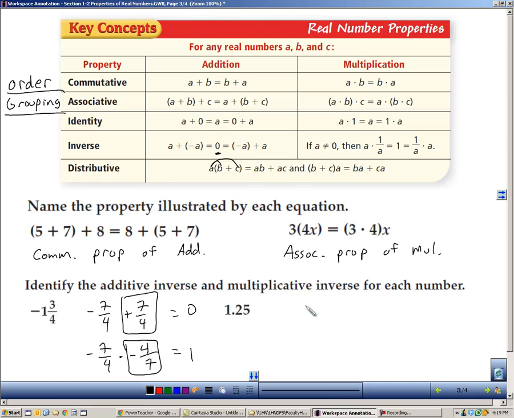Second example, 1.25. What can I add to 1.25 to get a 0? The answer is negative 1.25. So that gives me a 0. So that's my additive inverse. And then what can I multiply by 1.25? The answer would be the reciprocal of 1 over 1.25. Now you could leave that as a fraction, but typically we don't write fractions as decimals on the bottom. So if you put that in a calculator, you find out that that number is actually 0.8. And so that would be my multiplicative inverse.